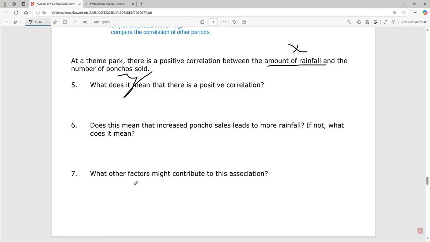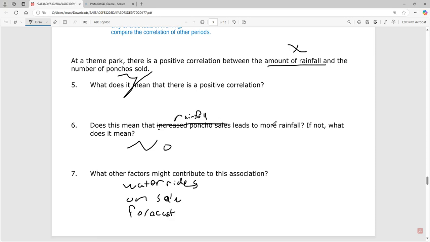So maybe they wanted to protect themselves from water rides. Maybe they were on sale on certain days. Maybe the forecast called for rain, but it didn't actually rain. So there's lots of different things. And also, the question should have said, does this mean that the more rainfall led to more poncho sales? That's what it should say, to make a more challenging question and have answers for different reasons. Right, so there's that one.